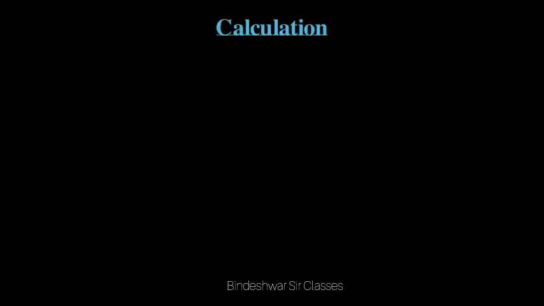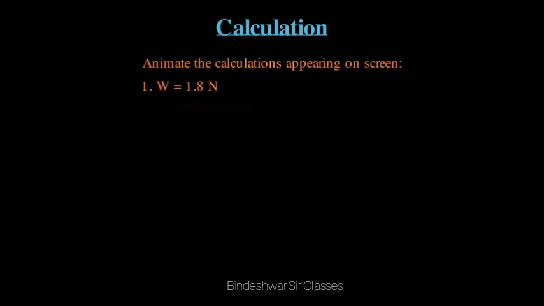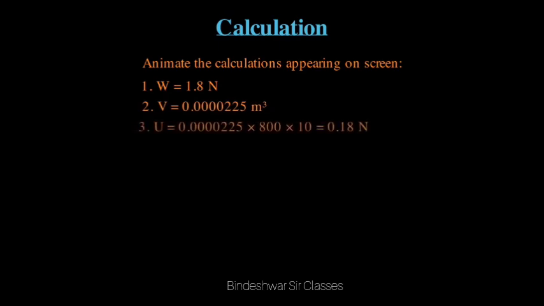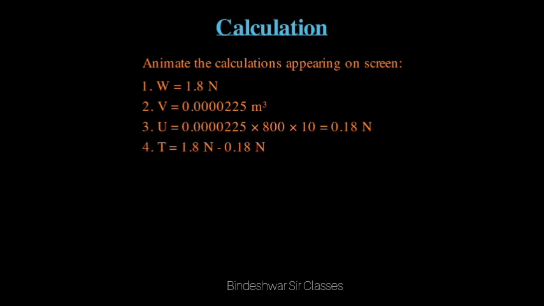Now, let's do the arithmetic. First, for the weight, W equals 0.18 times 10, which gives us 1.8 newtons. Now for the upthrust. We first need the volume. V equals 0.18 divided by 8,000, which is 0.00025 cubic meters. Now we can calculate the upthrust, U.